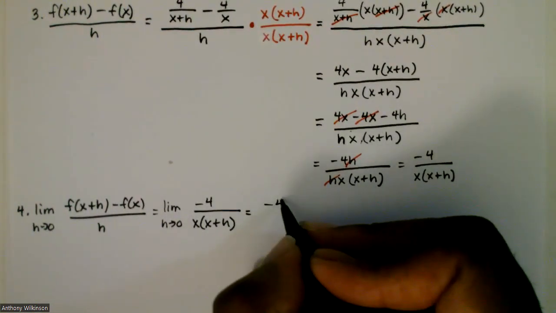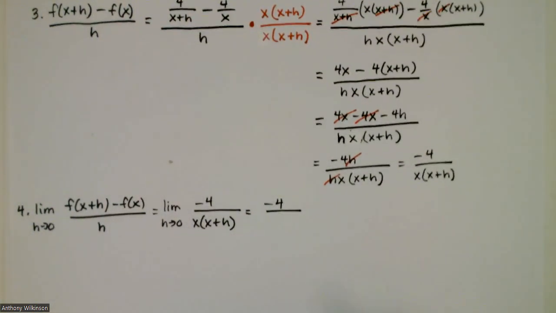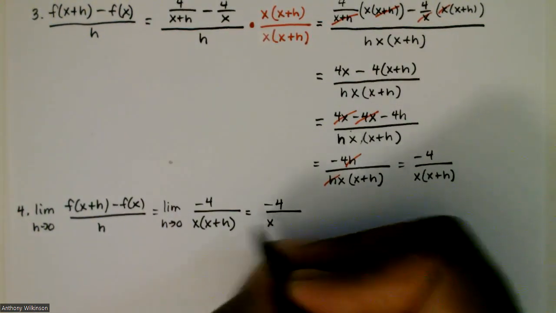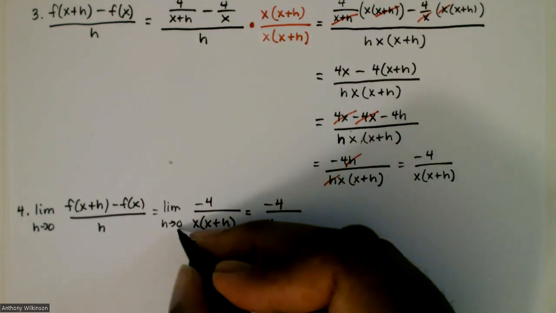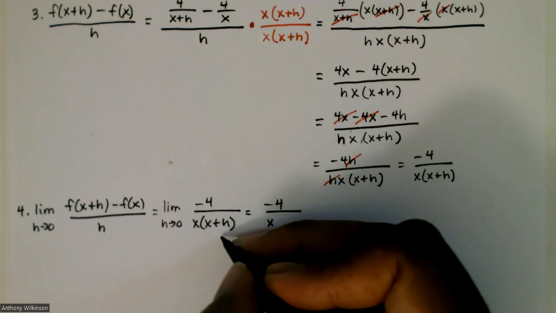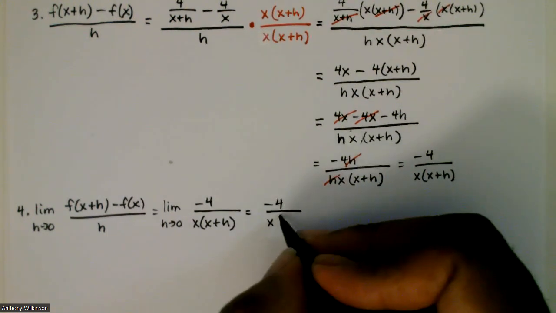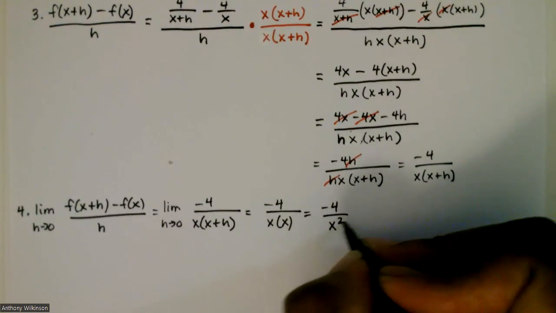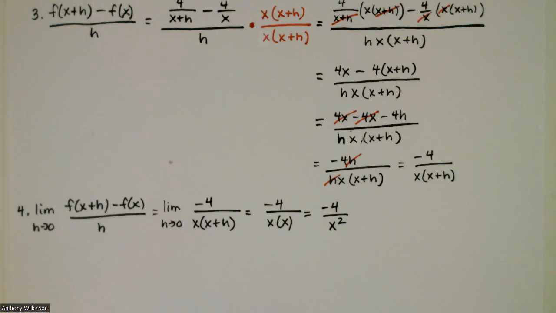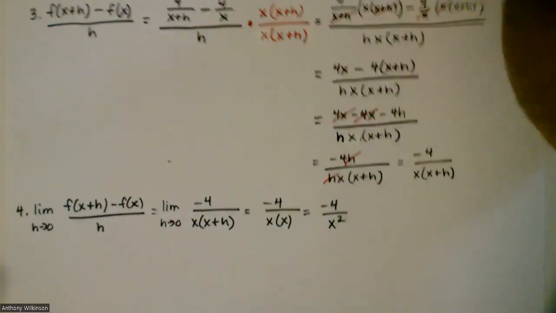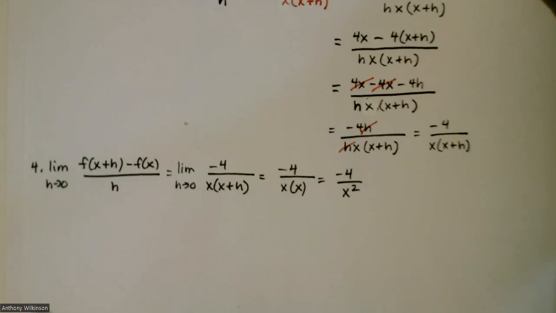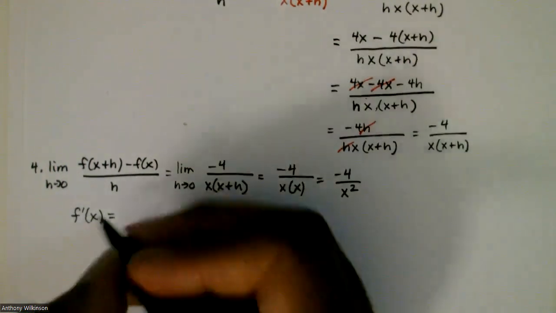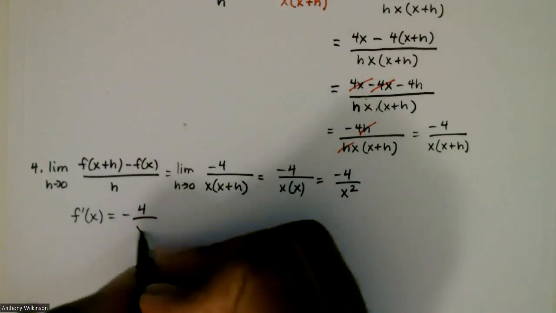Now when I take the limit, well, the limit of a constant is a constant, so it'll be negative 4. This will be x. When I take the limit as h approaches 0, this h is going to go to 0. And then I've got the x, so it'll be x times x, which will end up being negative 4 over x squared. So that's what f prime of x will be in this case. So f prime of x ends up being negative 4 over x squared.